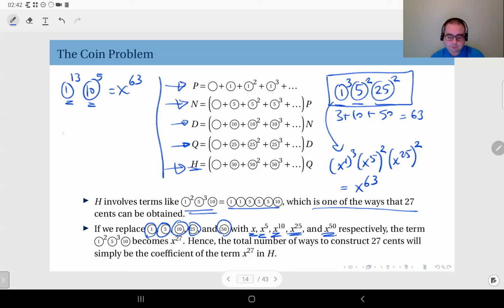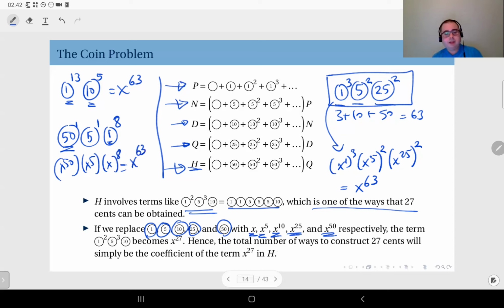Or consider another alternative. Let's say you get 50 to the power 1, and then let's say 5 to 1 and 1 to 8. This is still 63. And again, if you plug in x to the power 50 for this, x to 5 for this, and x to 1 for this, what you get is x to the power 63. So all combinations appear in H, right? And moreover, all different combinations occur only once.